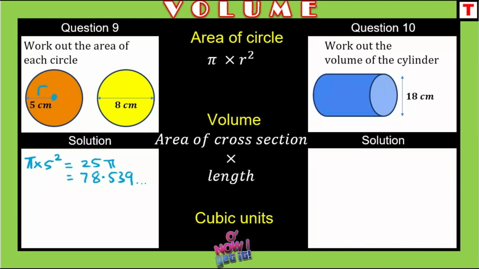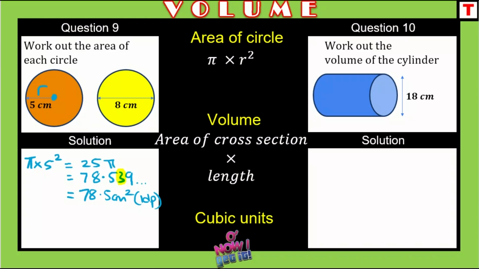78.539 and so on. So if we wanted to record this to 1 decimal place, therefore we would go to the 3 to record to 1 decimal place, and then we will ask, is that digit 5 or bigger? So since it's smaller than 5, then everything from the 3 to the right will be cancelled. So the final answer here would be 78.5 centimeter squared to 1 dp, 1 decimal place.